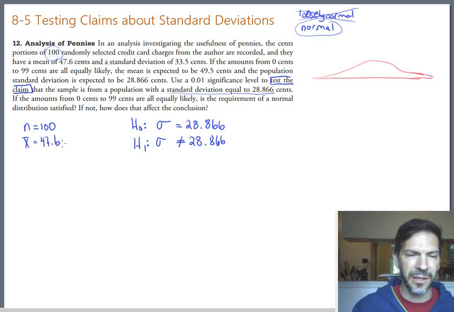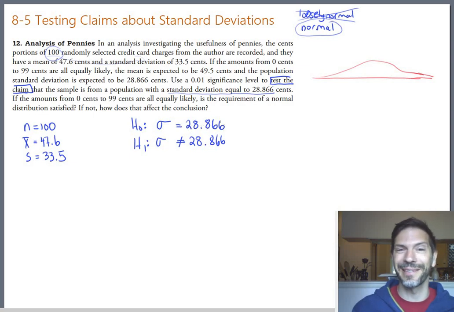47.6. Just like in confidence intervals, that's going to turn out we don't need the mean. We're dealing with the standard deviation here, but they supply them both, right? So the mean and the standard deviation. So the standard deviation of the sample is 33.5. So notice the standard deviation of the sample is not 28.866. And it's a reasonably big sample size of 100.